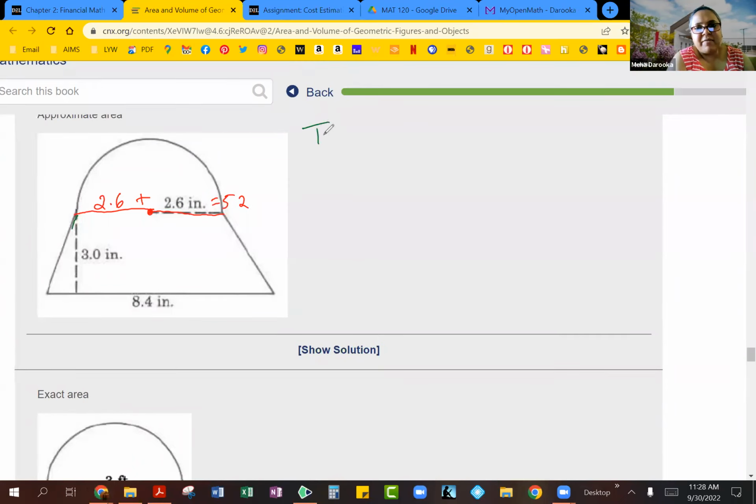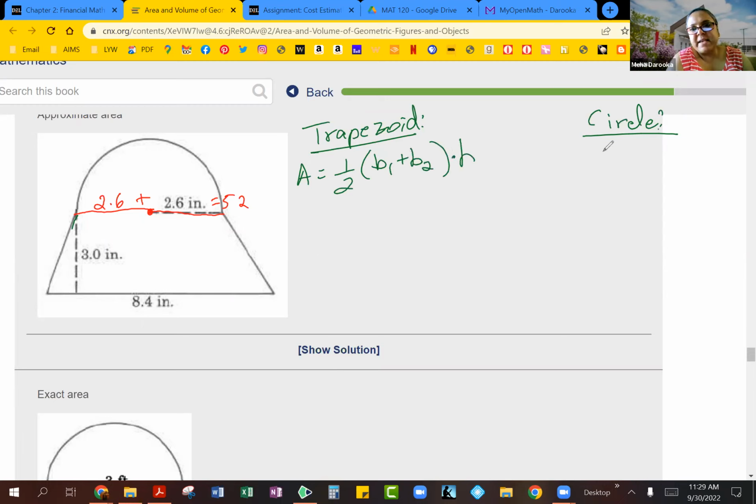So we have a trapezoid and we have a circle. The trapezoid formula was 1/2, then you add your 2 bases together and multiply by h. Circle by itself is pi r squared, but again, like I said, this is a semicircle, so you can do half of the area of a circle.